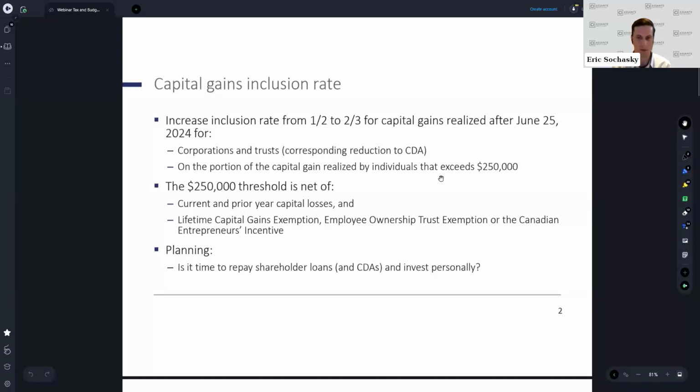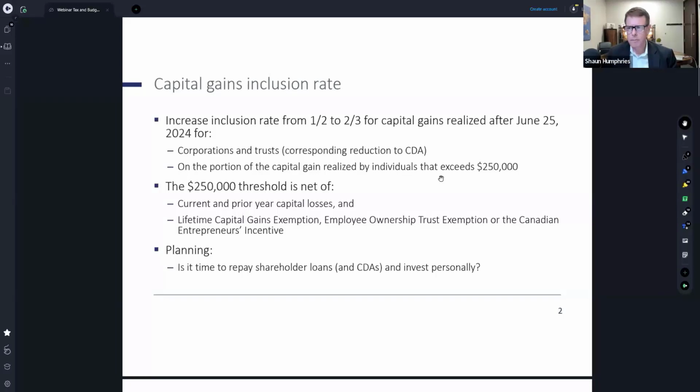So this means for joint accounts or things like that, if it's joint and the income is split between, say, spouses, each individual will have their own $250,000. It's not on an account by account basis.